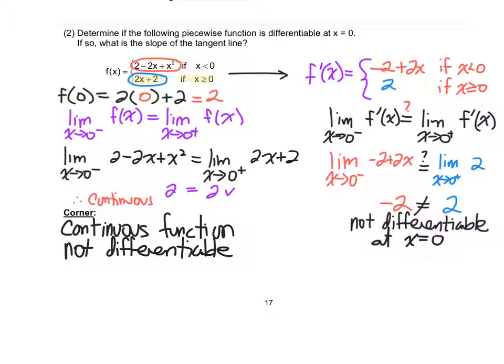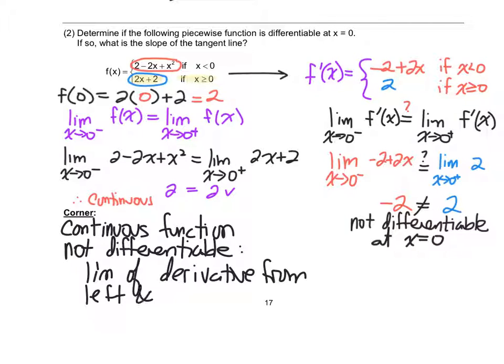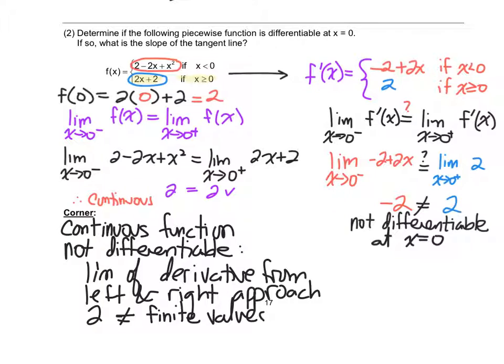But specifically, where the limit of the derivative from the left and from the right approach two different finite values. So if it was negative infinity and positive infinity, it would be a corner. Correct.